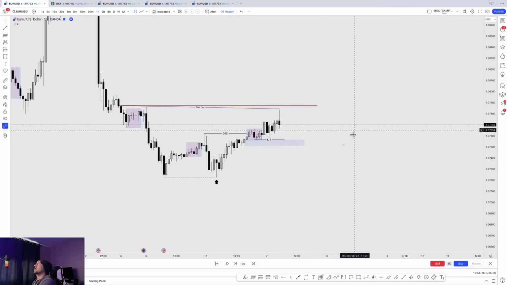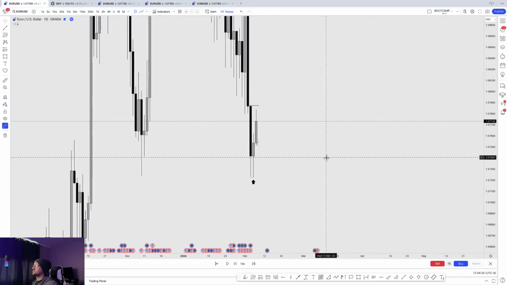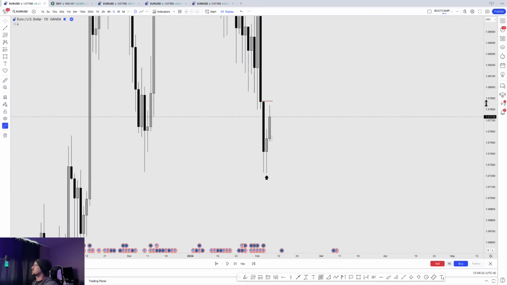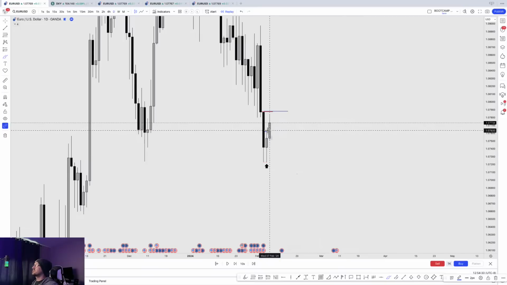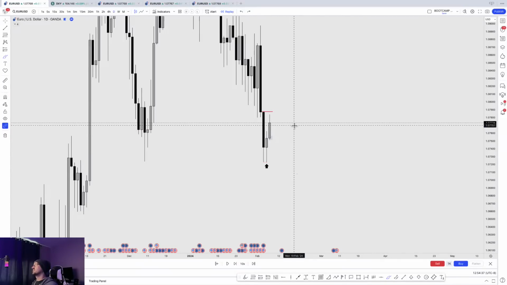Alright guys, so the analysis starts on the daily. Now for those of you that tuned in to yesterday's recap, we had taken a long here. And I told you guys that TP1 would be this high, TP2 would be this high. So that trade ended up going and taking this high out yesterday. So I did the full recap on that. You guys can check it out.